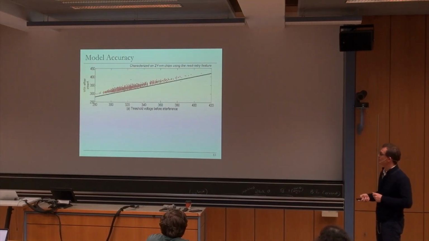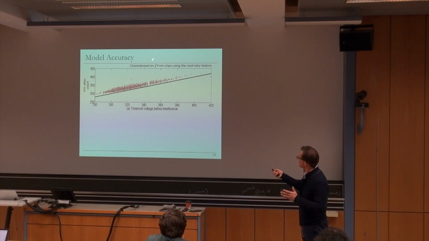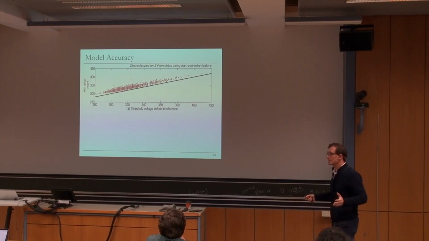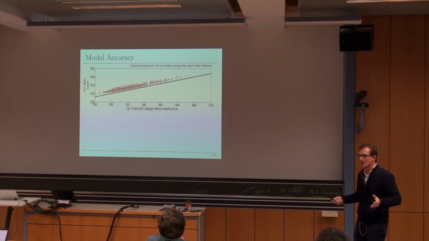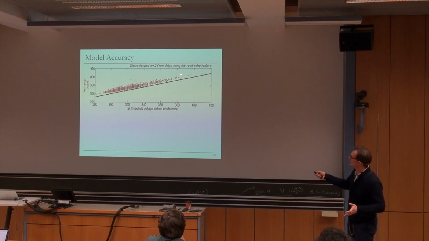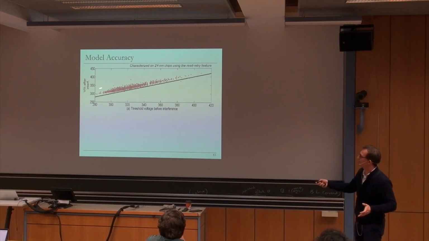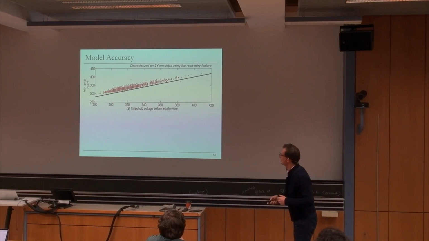Let's take a look at the accuracy of this. This picture is showing, again, the chips, with the threshold voltage before interference and the threshold voltage after interference. If there was no interference, you should be on this line, the x equals y line. Clearly there is interference. These are the measured results. You can see that interference causes a shift to higher voltages.